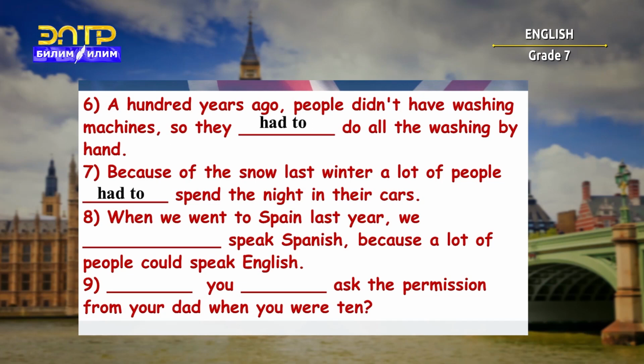When we went to Spain last year, we didn't have to speak Spanish because a lot of people could speak English. And the next one, did you have to ask the permission from your dad when you were 10?